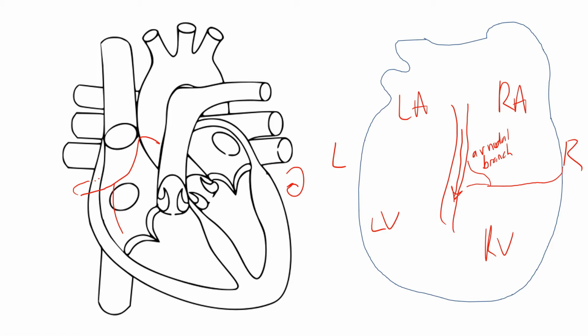Now, here's what I've seen in a lot of sources. I've seen in a lot of sources where people write that there's another branch below the AV nodal branch, coming off of the right coronary artery going down. This branch is called the posterior descending, or you could also call it the posterior interventricular branch.